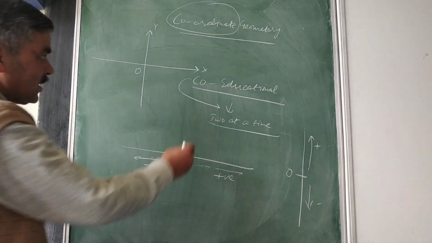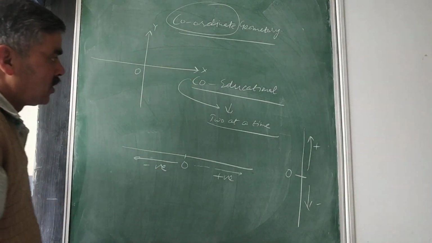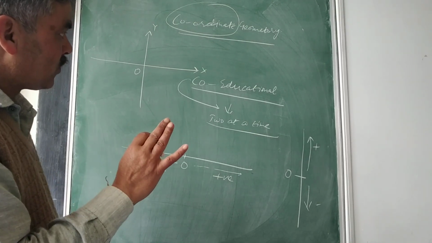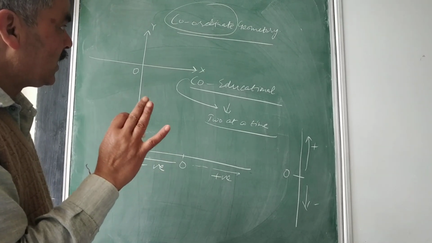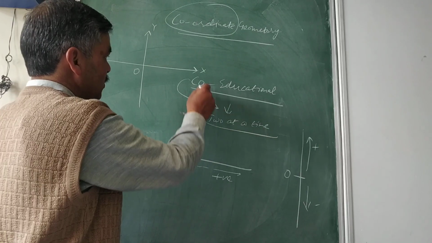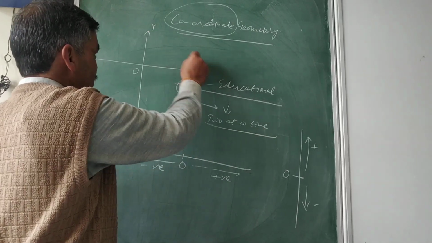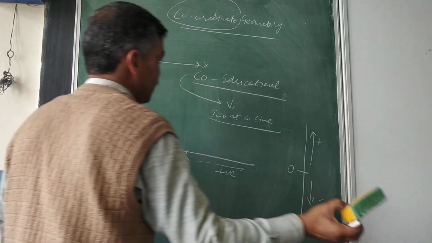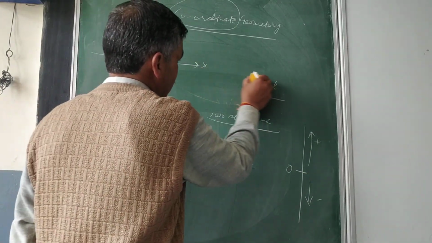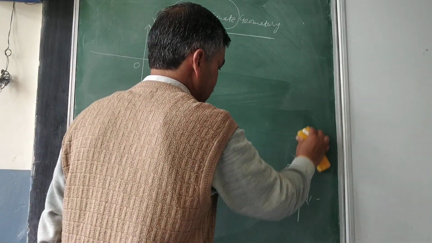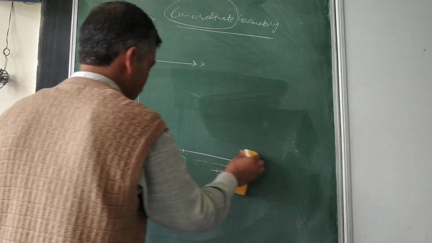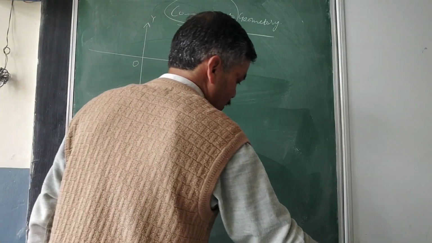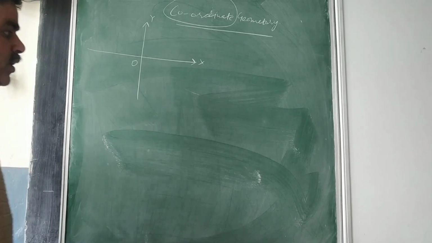So that co-word, I am just deriving the meaning of this coordinate geometry, means you have to speak about two things at a time, that is your x as well as y. So that's why this is called coordinate geometry, and it was introduced by René Descartes. Some history is also given in your book about René Descartes, you can read.